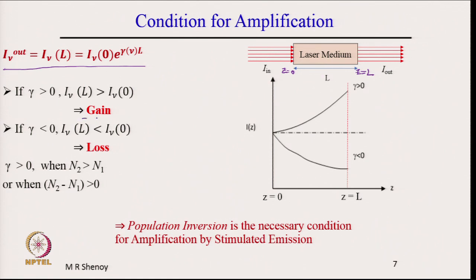That means there is gain in the medium. If the output is more than the input, that means there is gain in the medium. If γ is less than 0, that is if γ is negative, then we have output less than input, which means there is loss. When would γ be greater than 0? γ is greater than 0 when N2 is greater than N1, or when N2 minus N1 is greater than 0.